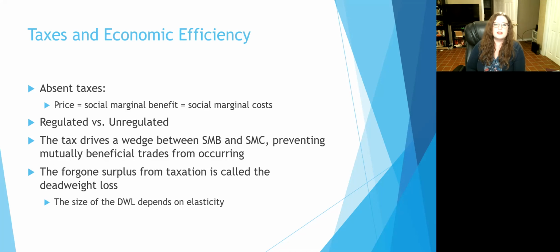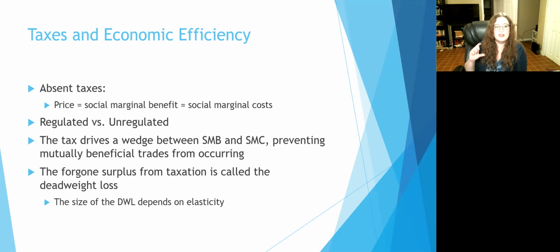So let's think a little bit more about taxes and economic efficiency. Actually, let's do it before we get to the taxes. So we know in our exploration of externalities that we tend to operate, or we would like to ideally operate, at the point where social marginal benefit equals social marginal cost. Now, if there's an externality, then that means that there is a mismatch between private marginal benefit and social marginal benefit, or between private marginal cost and social marginal cost.